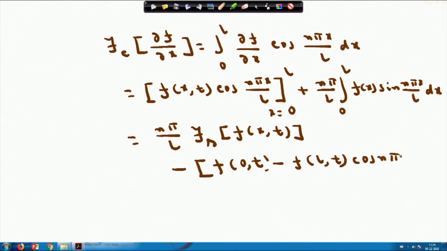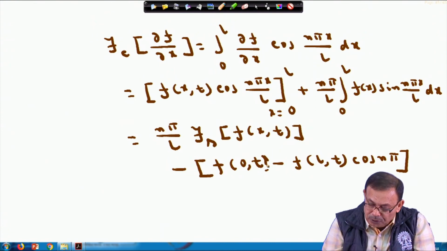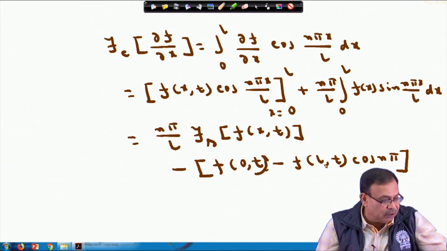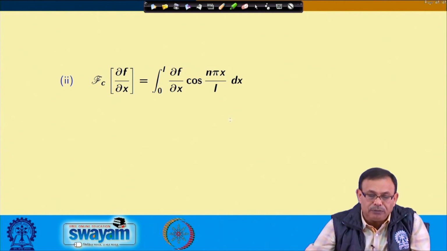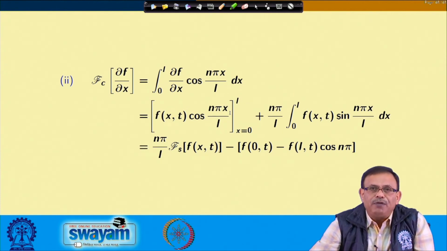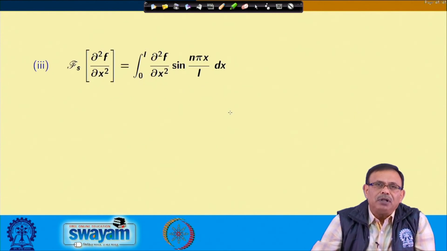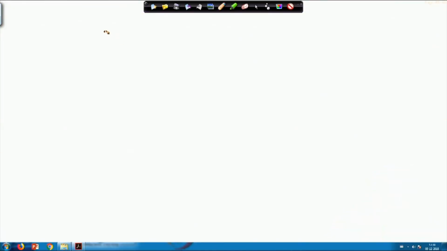I will come to this: whenever I want to use the finite Fourier cosine transform, I need to know the values of f(0,t) and f(L,t), otherwise I cannot evaluate this. So, going on quickly, if I put in the values I will obtain nπ/L times the finite Fourier sine transform of f(x,t) minus the limiting value, which will not vanish, f(0,t) minus f(L,t) cos nπ. Let us see number 3, that is the Fourier sine transform of ∂²f/∂x².